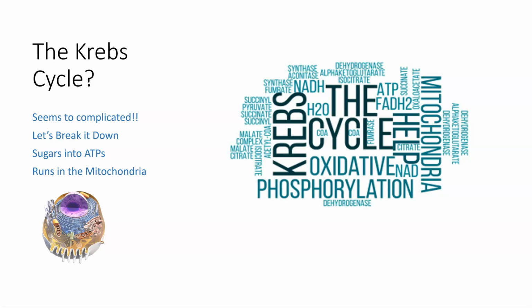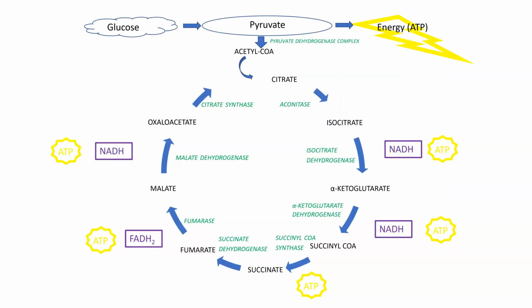First off, what's it for? It's to take sugars and turn them into ATP molecules, which the cell needs for energy. It runs in the mitochondria of the cells. Here is a picture of the Krebs cycle. It starts off with glycolysis before the cycle starts, which gives us the pyruvate, which then is converted into acetyl-CoA, which is the beginning of the cycle.